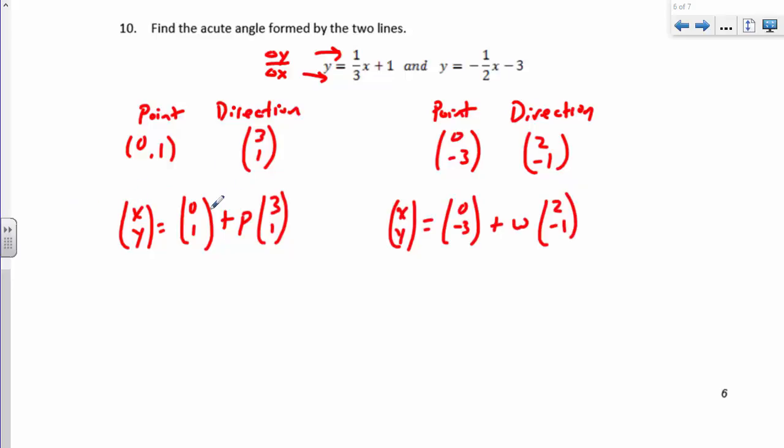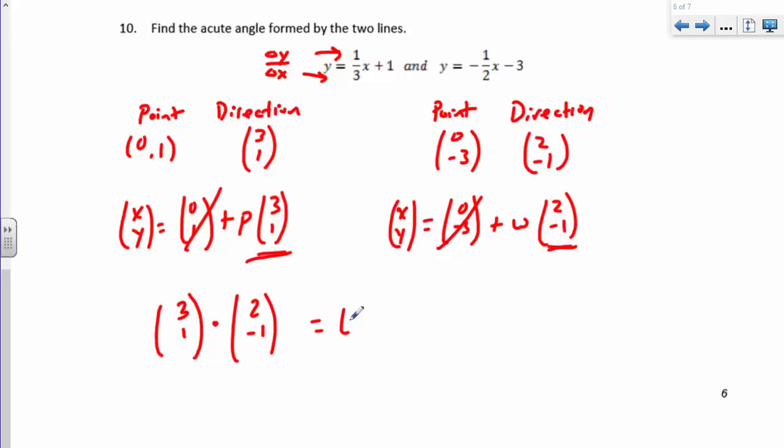Now, this initial point doesn't really interest me to solve this question, and I don't really care about these directional vectors themselves. What I'm going to do is take a dot product of these vectors and use that to find the angle. So the dot product of (3, 1) and (2, -1) equals 3 times 2 plus 1 times negative 1, which is 6 minus 1, which is 5.